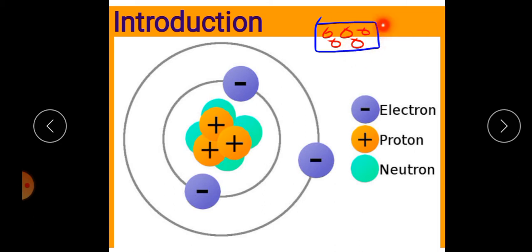Matter is nothing but substance. Matter is made up of atoms. Each atom consists of a positively charged nucleus. This is the nucleus of the atom. It is made up of proton and neutron. Proton is positively charged and neutron is neutral. And with it, negatively charged electrons moving around the nucleus.